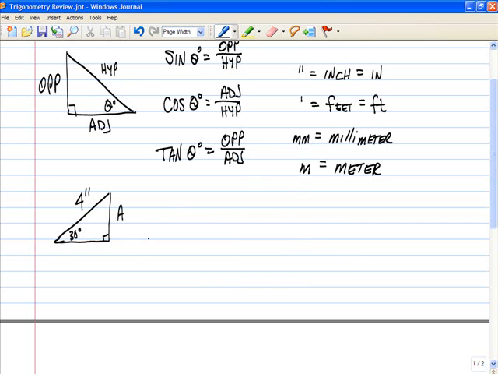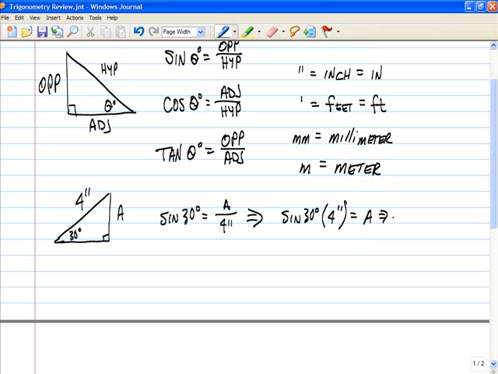So now if we want to solve for side A, what do we know here? We know that that's the side opposite of the 30, isn't it? So the sine of 30 degrees equals A over 4 inches, doesn't it? We want to move the 4 inches over to this side, so we have to multiply both sides by 4. So the sine of 30 degrees times 4 inches, try to keep those the same, equals A.